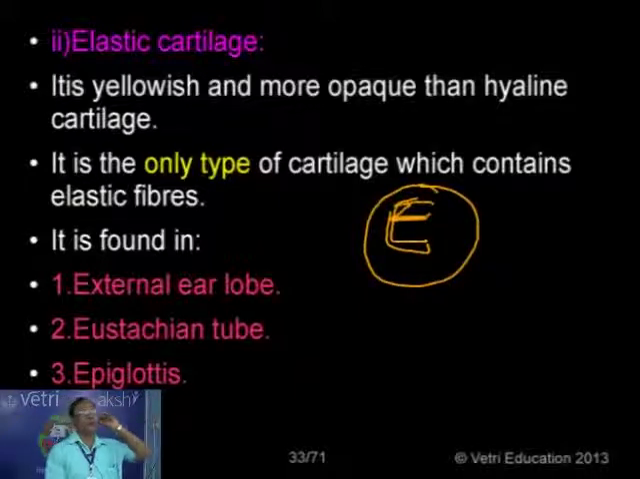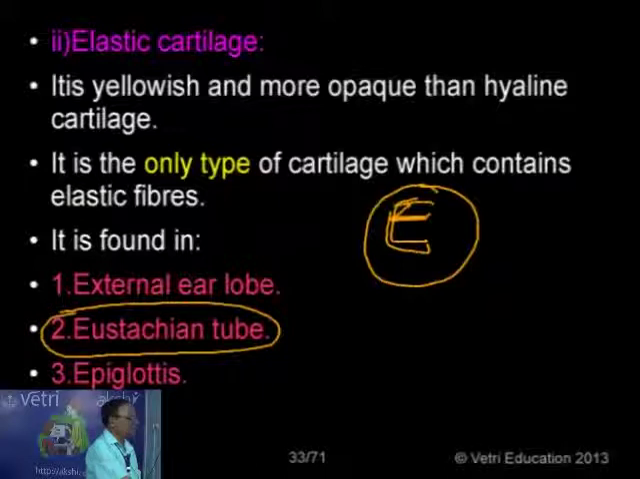One, the earlobe. Then we have the epiglottis, a plate actually covering the glottis, the respiratory opening through which air enters. The epiglottis of a man is formed of this type of cartilage. So the external earlobe or pinna, the epiglottis, and also the eustachian tube. In the human body, or in vertebrates, the middle ear is connected to the pharynx by a narrow tube called the eustachian tube.